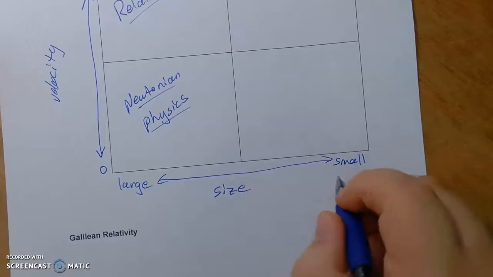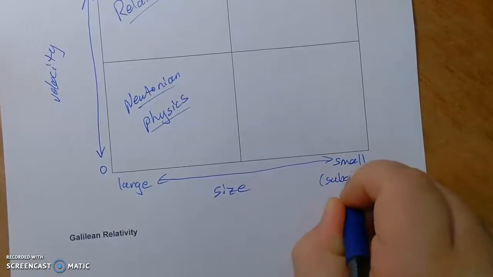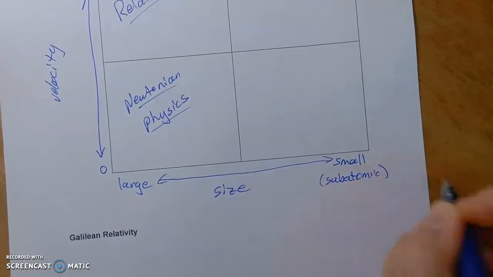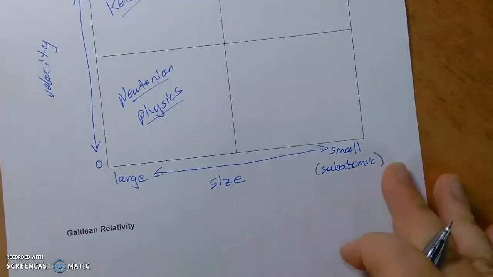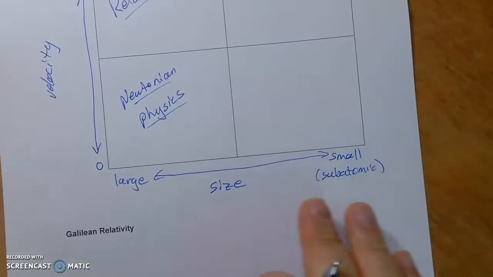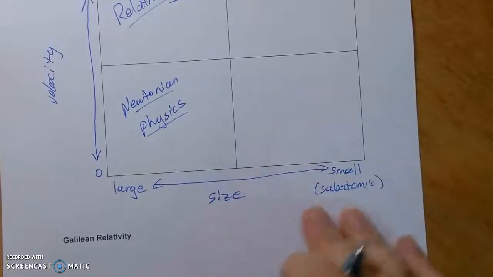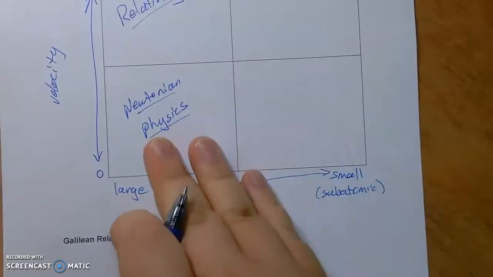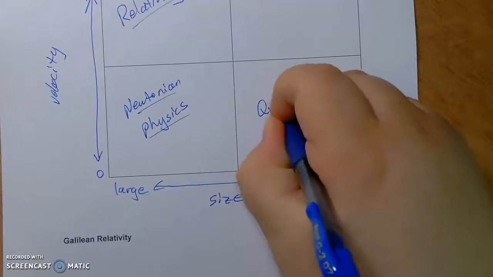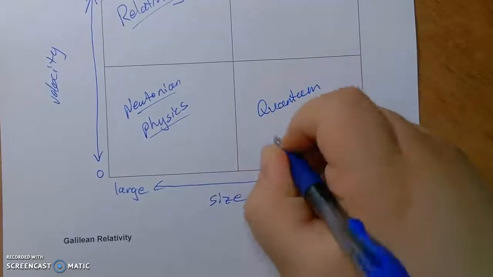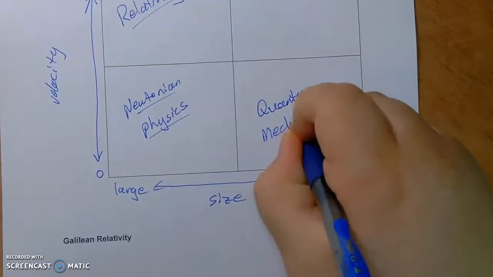Small, when we say small, what we really mean is subatomic. So here we're talking about protons, neutrons, electrons, and all the other subatomic particles that we need to introduce. So we're talking about very, very small. And when we talk about very, very small, Newtonian physics once again gets a little bit wonky. And we have to look into a field called quantum mechanics.